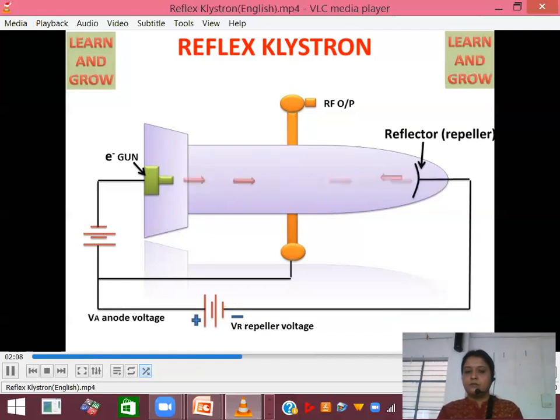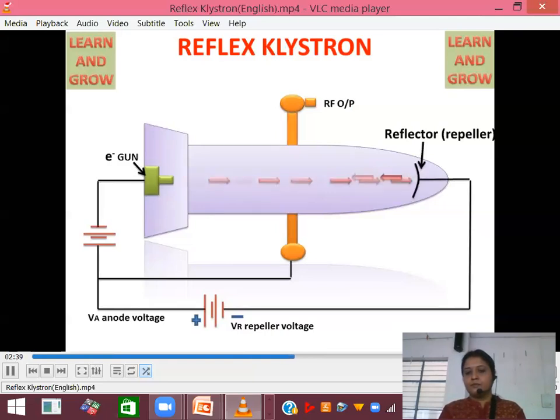Anode voltage means the voltage we connected with our cavity. It contains positive charge. Anode voltage is used to attract the electron beam toward the cavity, and repeller voltage is applied to repel the electron beam. It is a switching voltage used as input voltage.